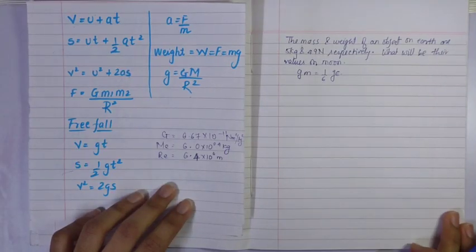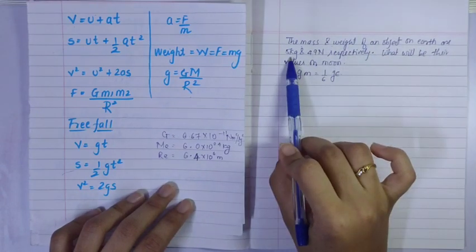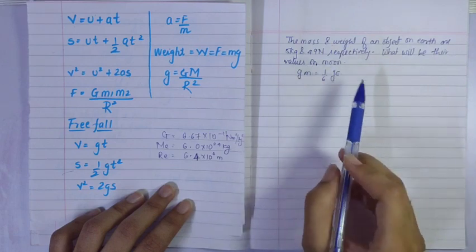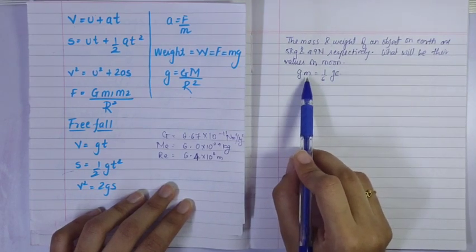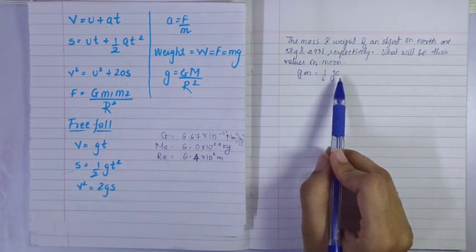Okay, so now let's move to the next sum. The next sum says the mass and the weight of an object on the earth are 5 kg and 49 Newton respectively. What will be their values on the moon? They've also given that assume the gravitational field on the moon is equal to 1 by 6 the gravitational field on the earth.